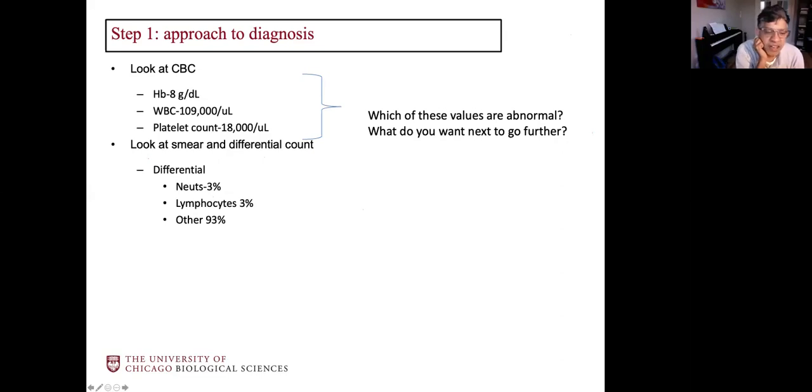Okay, Priyadarshini, is this abnormal or normal? So neutrophil counts are low, sir. Only 70% should be normal neutrophil count. Good, yeah. And so there is 93% other. What's your next step? Let's say you get this report back. What's your next step and what's your next question?